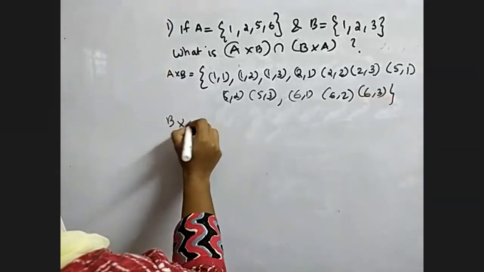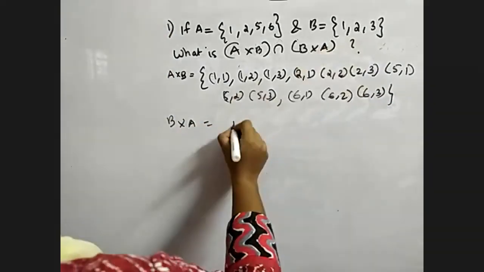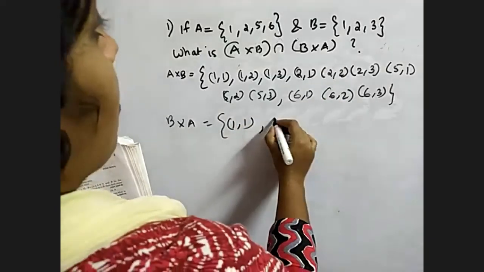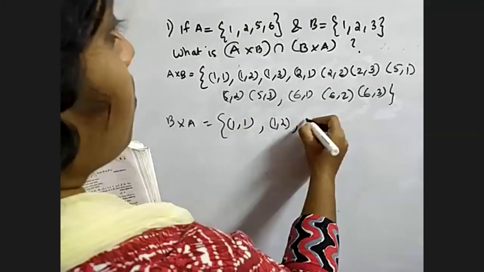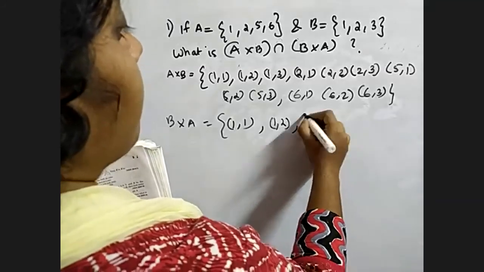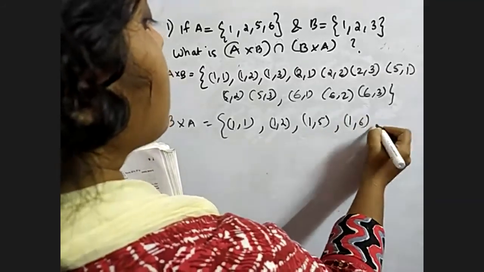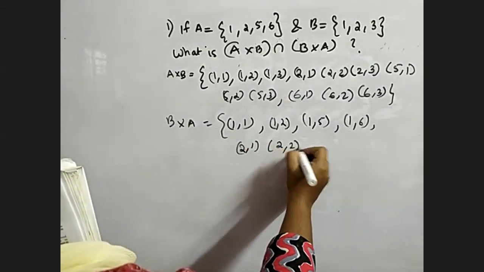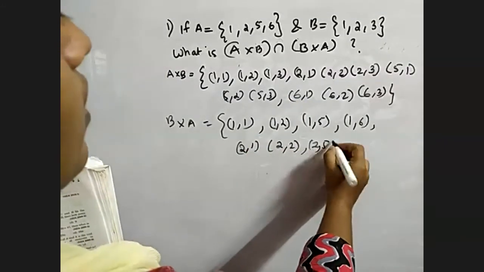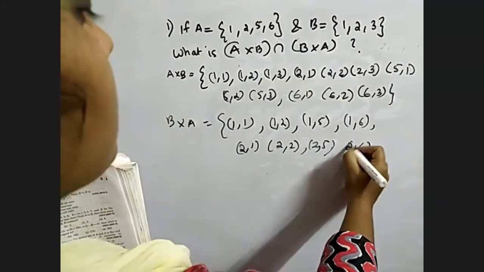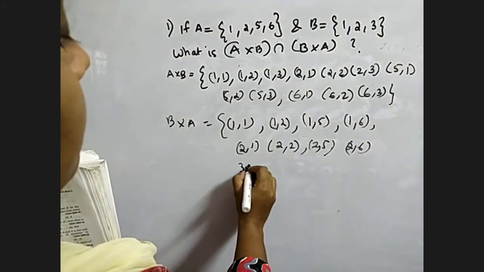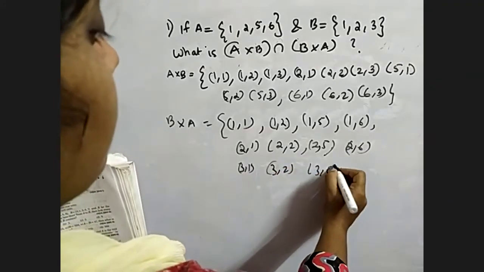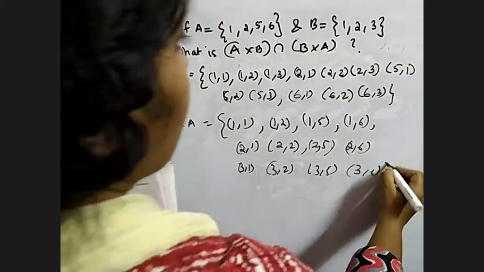Now what about B cross A? 1, 1, 1, 2, 1, 5, 1, 6, 2, 1, 2, 2, 2, 5, 2, 6, then 3, 1, 3, 2, 3, 5, 3, 6. Clear?